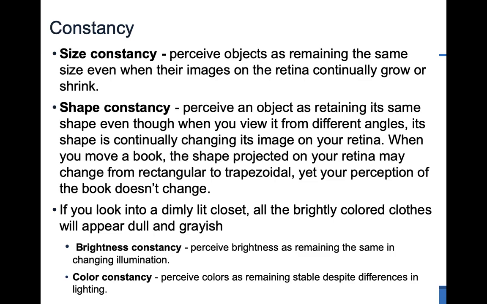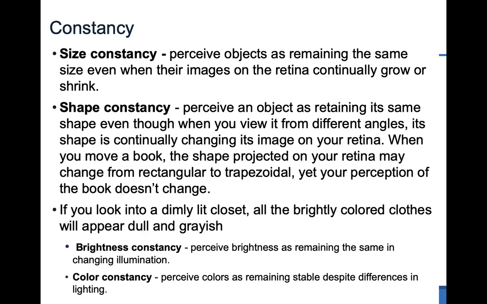All right, so constancies. So we have size constancies. This is when we perceive objects as remaining the same size, even when their images on our retina continually grow or shrink. If you hold your phone near your face, it has one size. If you hold it out at the end of your arm, it looks a little bit smaller. If you put it on the other side of the room, it's going to look even smaller. But your phone has not grown or shrunk in size. It's just the size of it on your retina, because it's closer to you or further away from you, has changed. But we perceive it as being the same size.